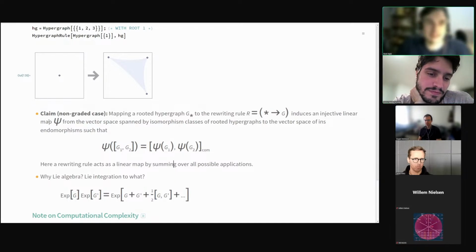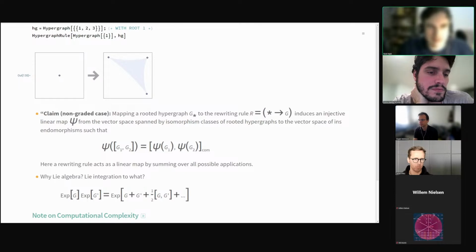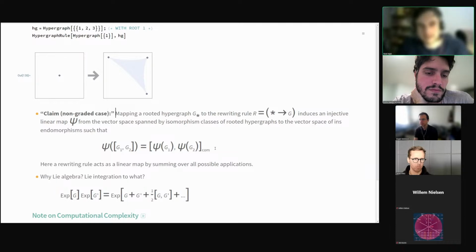Yeah, and this I'm already quite sure, I would say, but I did not write it down properly yet. But I would say I already noticed it in the Wolfram Winter School. I would say that this is going to hold.